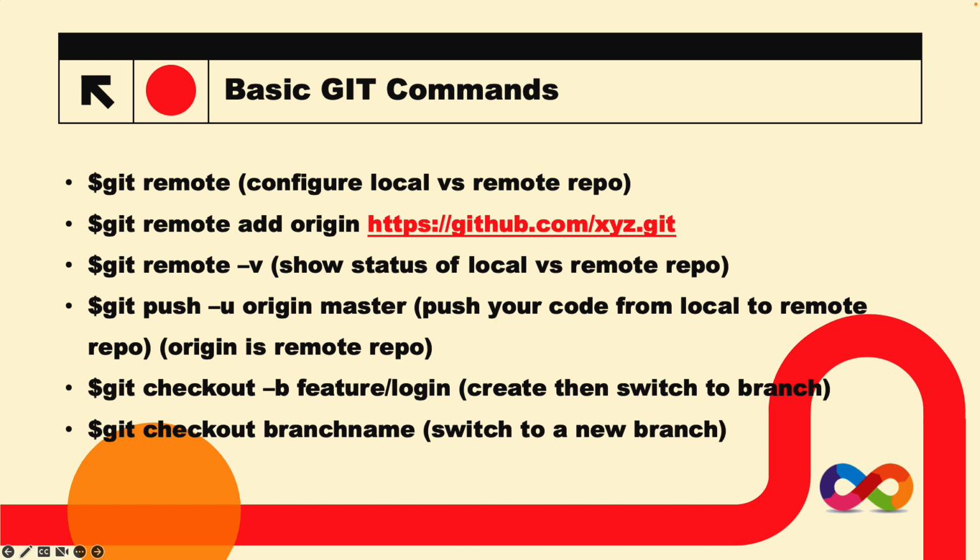So if you want to sync your local repository versus a central repository on GitHub, for example, you can use this command, and you can also use git remote -v to show the status of local versus remote repository. It's very important to link your development machine to a repository. You can check the GitHub documentation on how to link your machine to GitHub for ease of use.